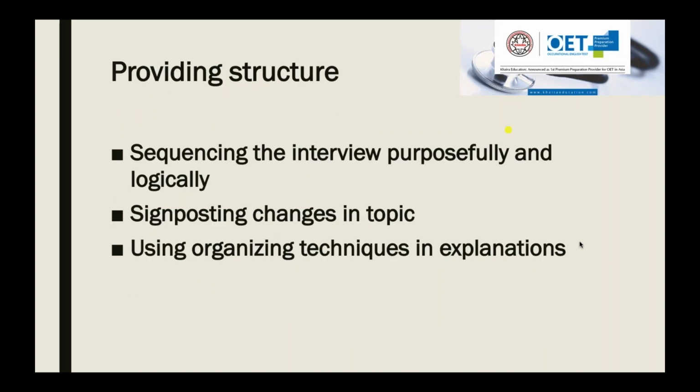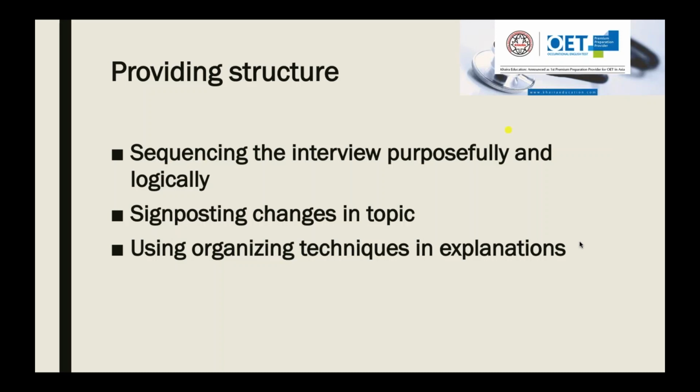Then the third is providing structure, and it consists of 3 sub-criteria. The first sub-criteria is sequencing the interview purposefully and logically. This means controlling the direction of the conversation and sequencing the conversation logically and purposefully. This means that you have to control the direction of the role play. You have to balance your time of 5 minutes to complete all the tasks on the cue card.